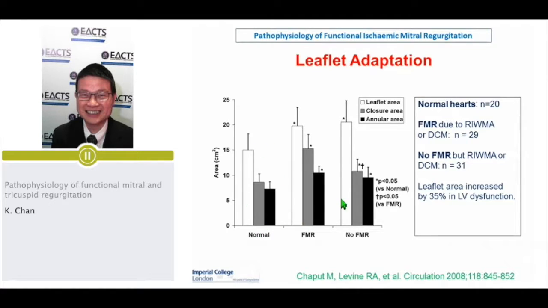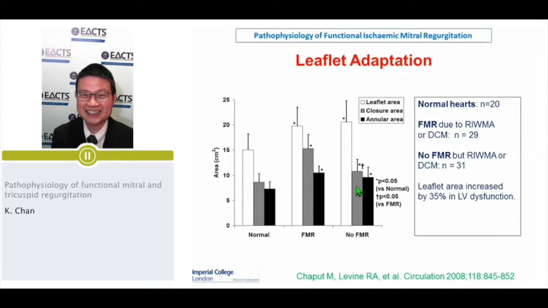The first were normal patients without any mitral regurgitation and without LV dysfunction. The second group were patients with functional mitral regurgitation, secondary to inferior wall motion abnormalities or dilated cardiomyopathy. And the third group were those with dilated cardiomyopathy or inferior wall motion abnormalities, but no functional mitral regurgitation. They demonstrated that these two groups with LV dysfunction had an increased leaflet area and an increased annular area compared to normal. So the annulus dilates, and along with that, the leaflets also enlarge.